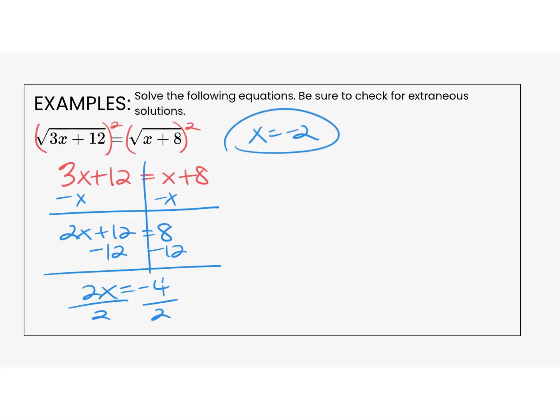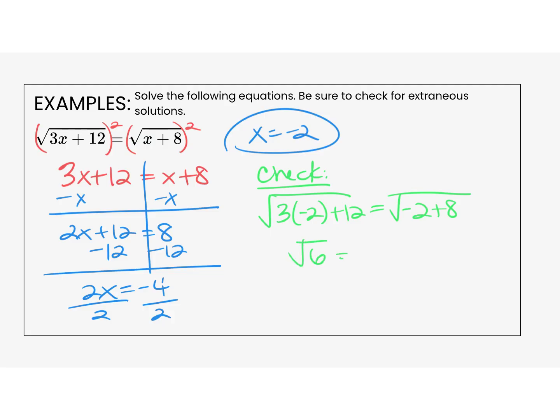Okay, and a negative solution isn't inherently bad. Let's check it. If we plug it back in and we're getting answers that work, numbers that work, then we don't have to worry about it. So I'm plugging in negative 2. This gives me negative 6 plus 12 is 6. Negative 2 plus 8 is 6. Square root of 6 equals the square root of 6. Okay, that works.